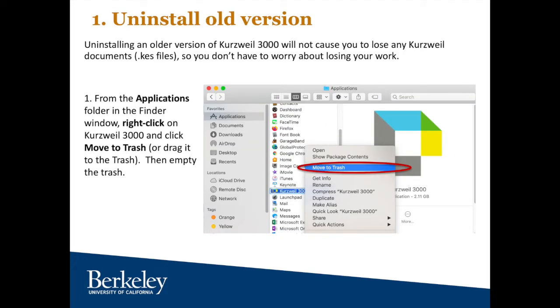Uninstalling an older version of Kurzweil 3000 will not cause you to lose any Kurzweil documents, so you don't have to worry about losing your work. From the Applications folder in the Finder window, right-click on Kurzweil 3000 and click Move to Trash, or you can drag it to the trash bin. Then empty the trash bin.